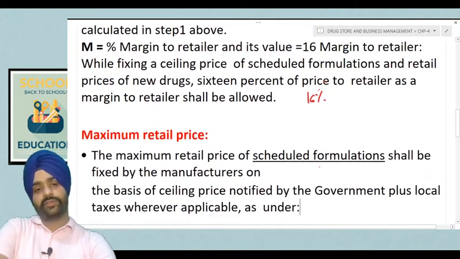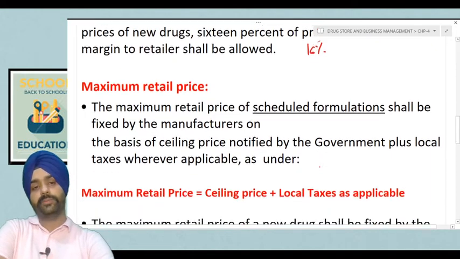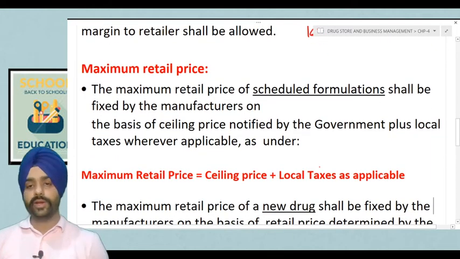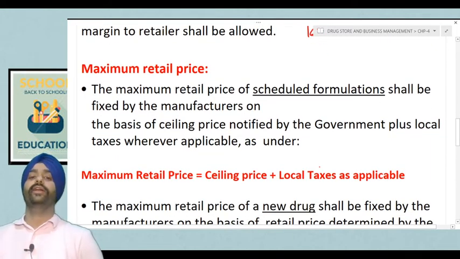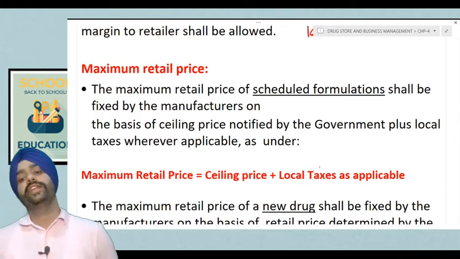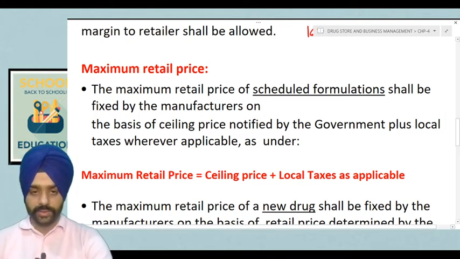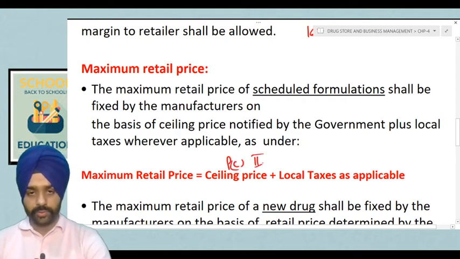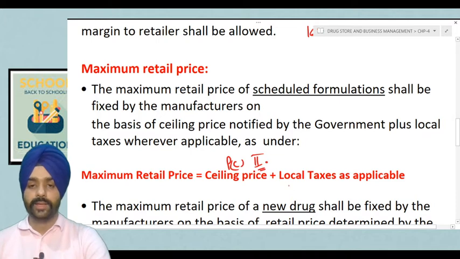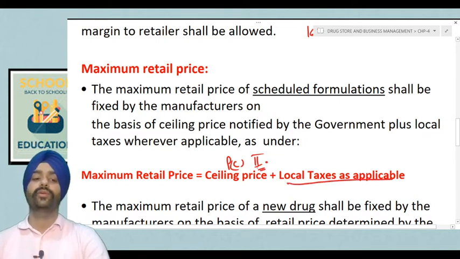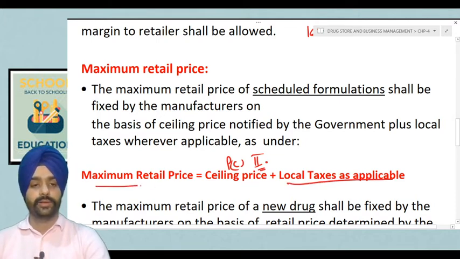Next comes the maximum retail price. The maximum retail price of a scheduled formulation can be calculated by adding the ceiling price to the local taxes applicable. The ceiling price was calculated in step number 2, and then the local taxes are added to it to calculate the MRP, maximum retail price.